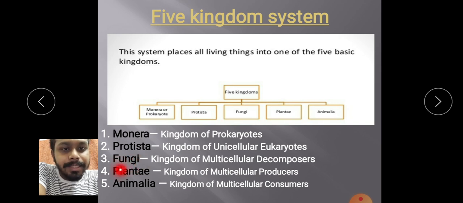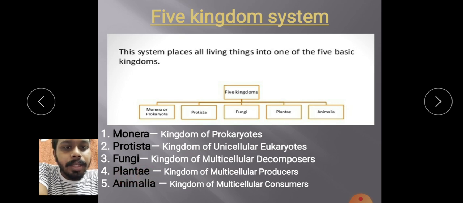Next is Plantae. In this kingdom, the multicellular producers, which produce their own food, that means the plants, are present. In the Plantae kingdom, all the multicellular producers who can perform photosynthesis are present.